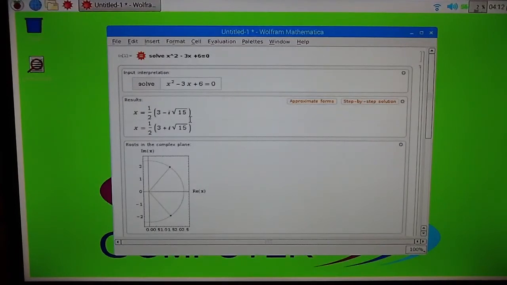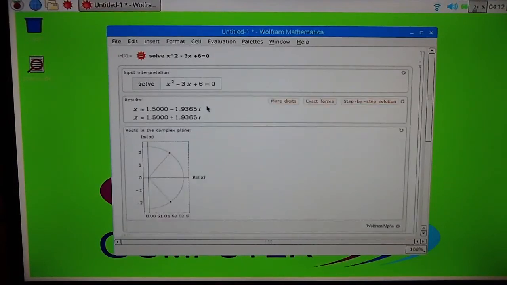Now, you may say, well, I'm an engineer. I would like to know the answer in terms of just an approximate form. So you hit approximate forms, and immediately it gives it to you then in terms of approximate numbers. So you don't have to worry with the square roots and all that. Or you can go back to the exact forms if you want to do so.